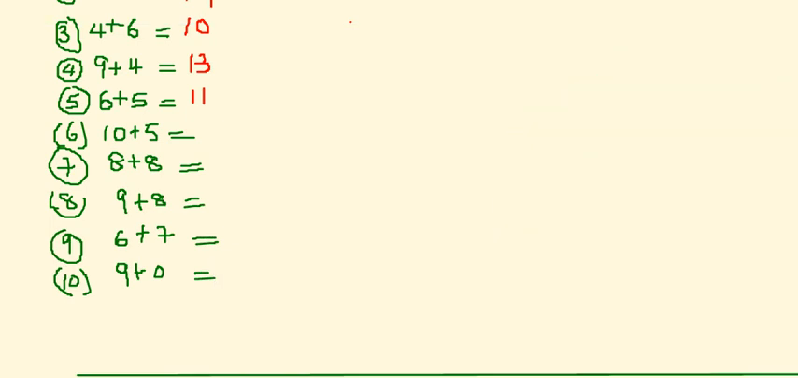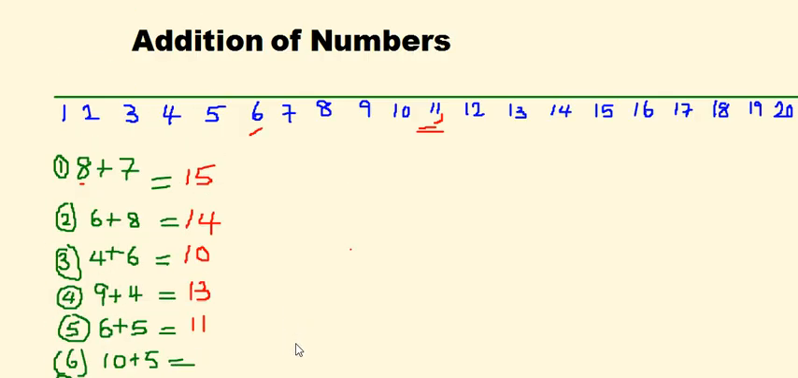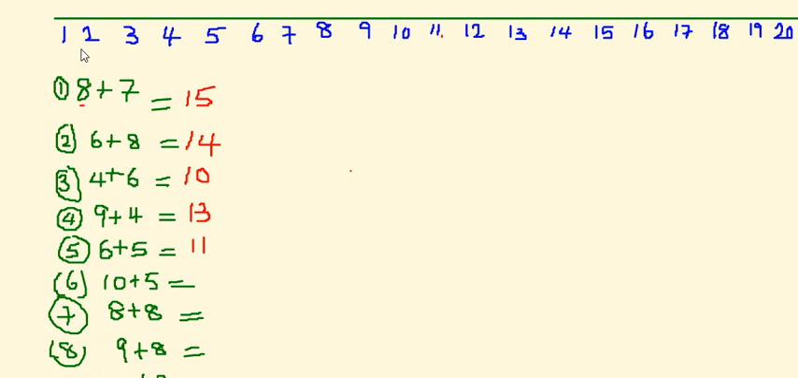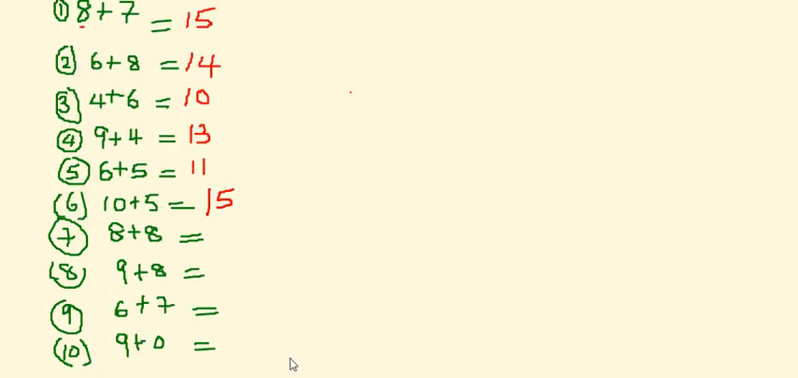Now, if we are given this, go back to the line we have drawn. This is 5 plus 10. This is 10, 10 is here. Plus 5: 1, 2, 3, 4, 5. It means 5 plus 10 equals 15. So you can do the rest by pausing this video. Do the rest yourself.